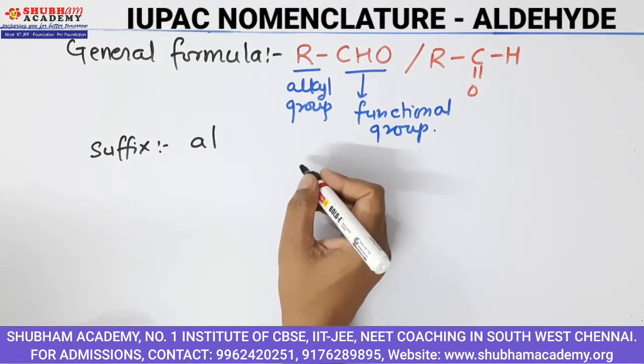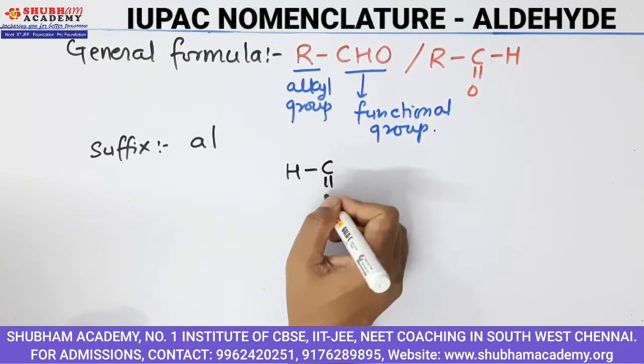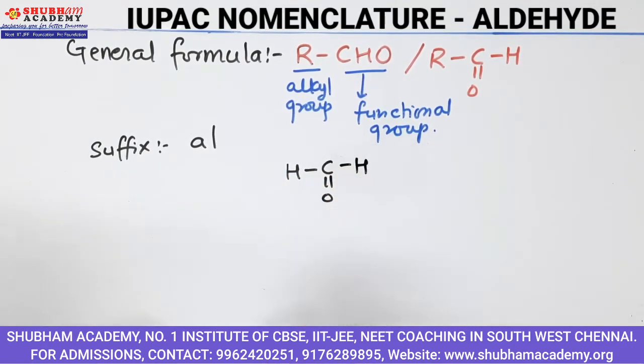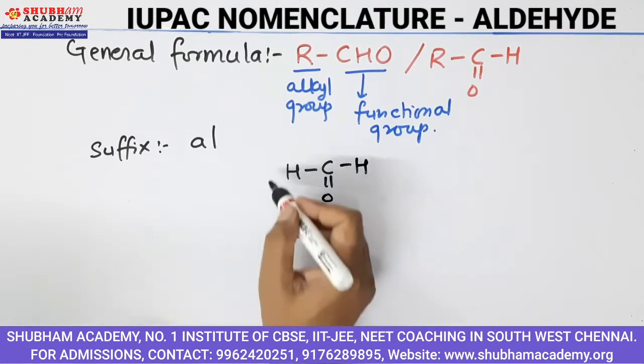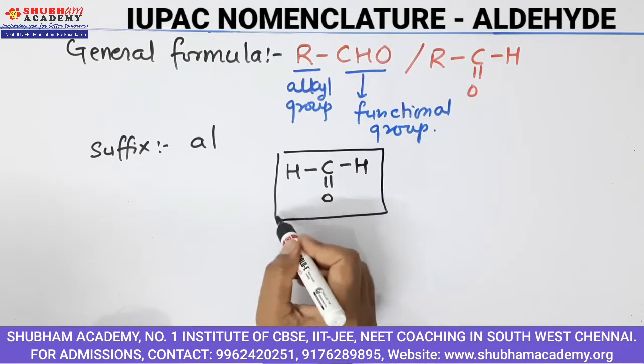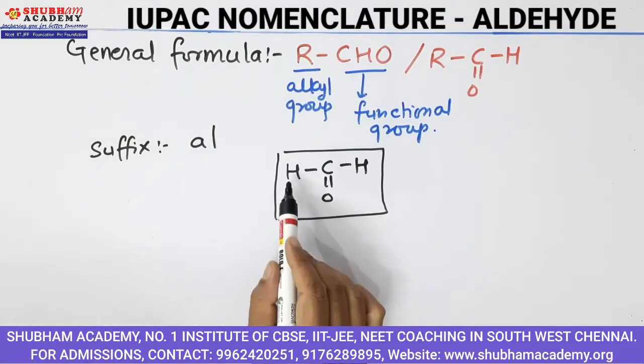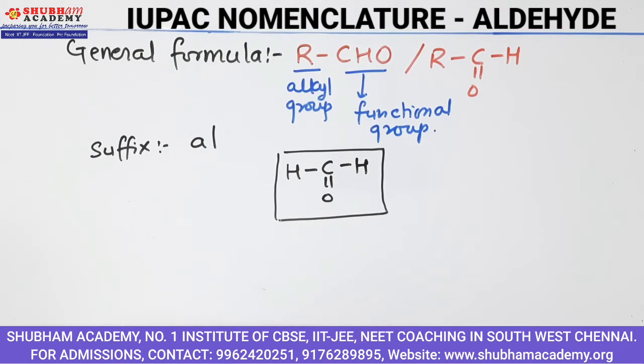Suppose the compound given to you is HCHO, right? This is the aldehyde which does not obey this general formula. Here you can see R is present. R means at least it will have one carbon atom, whereas here we have put hydrogen. So this is the only aldehyde which does not obey this general formula. Now how to name this?